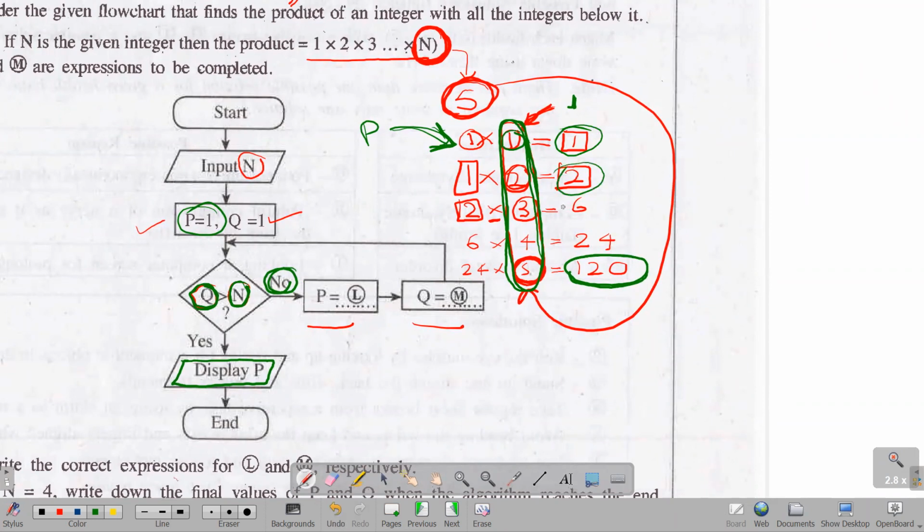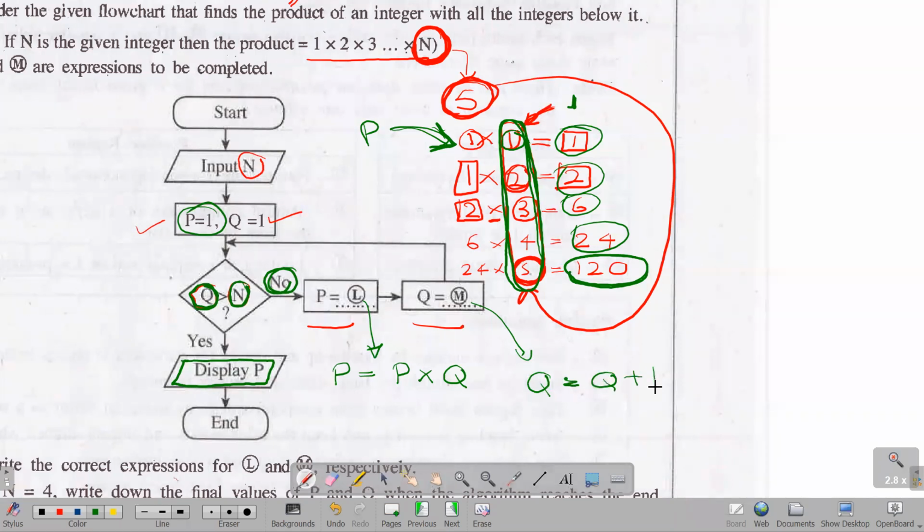Right? These are going to be the P's. So this particular one should be like P equals P into Q. L is going to be like that. M is going to be Q equals Q plus 1. So L is going to be P into Q. M is going to be Q plus 1 because these things are there in your answer.